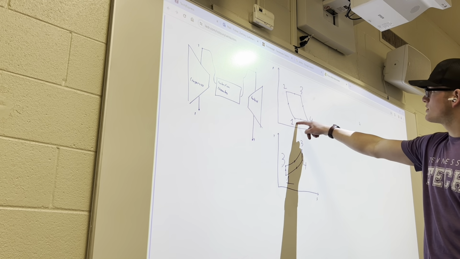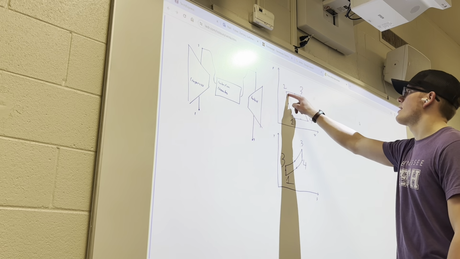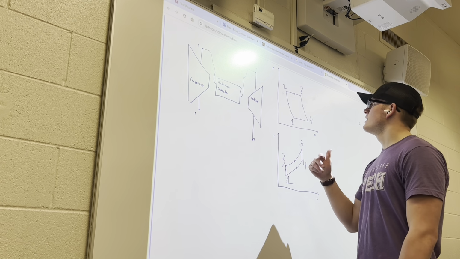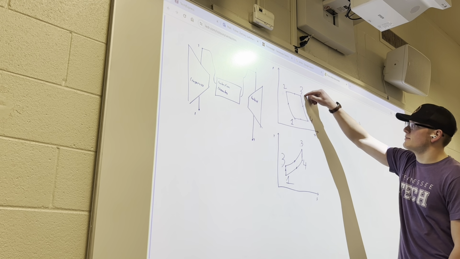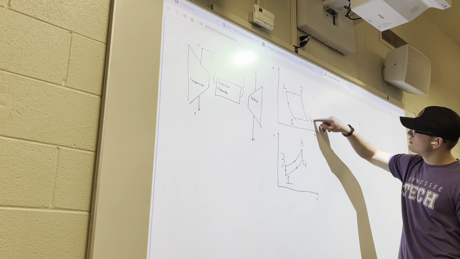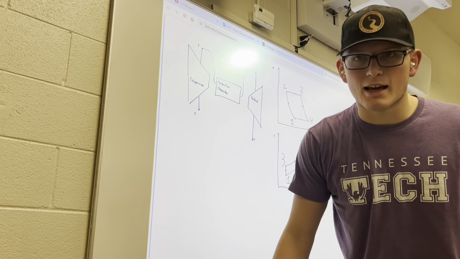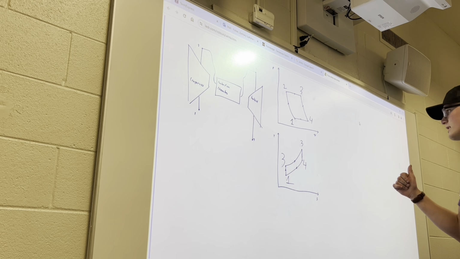We start around here at state 1. We kind of curve up to state 2. Then we have an isobaric process, isobaric meaning that the pressure does not change from states 2 to 3. And then we come down here to state 4. And state 4 is where heat's getting rejected out. So anything left after the turbine is just getting exhausted out.